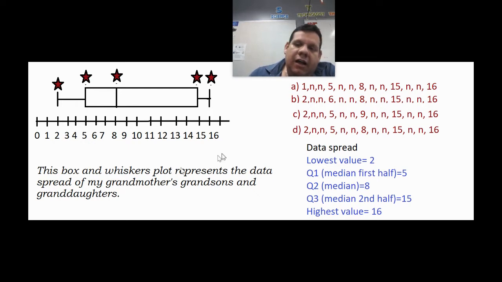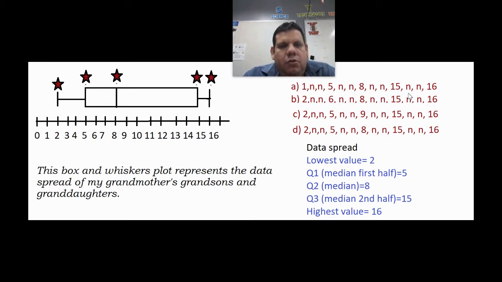Okay, if I have these options right here, A, B, C, and D, and I have several numbers. All these represent numbers between 1 and 5, numbers between 5 and 8, numbers between 8 and 15, and numbers between 15 and 16. It could be more 15s or more 16s, okay, in order to make it right.